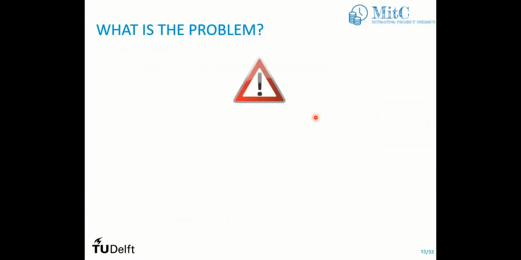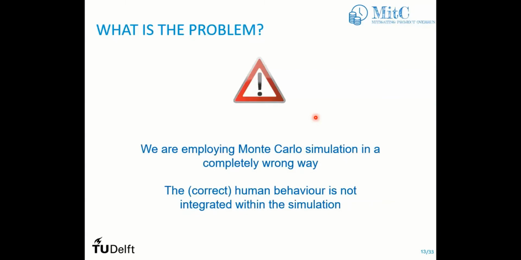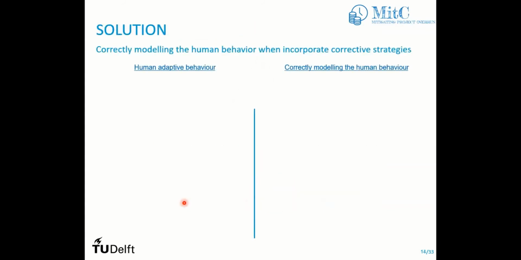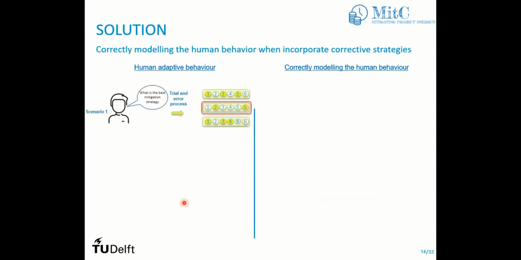Now, just to conclude what we said until now, we are currently employing Monte Carlo simulation in a completely wrong way, because I showed you 2 fundamental errors that we want to solve, mainly because the correct human behavior is not integrated within the simulation, right? So we want to do something about it. So what is the solution? So how to imitate or how to model the real human behavior?